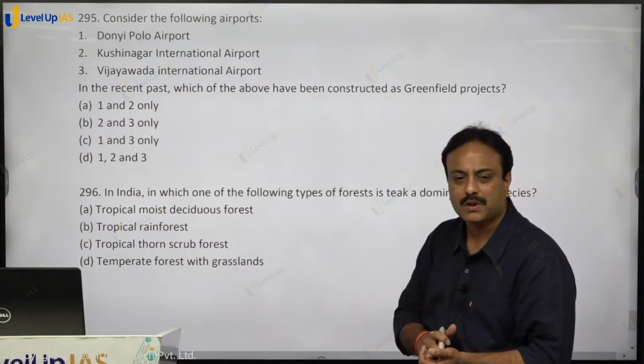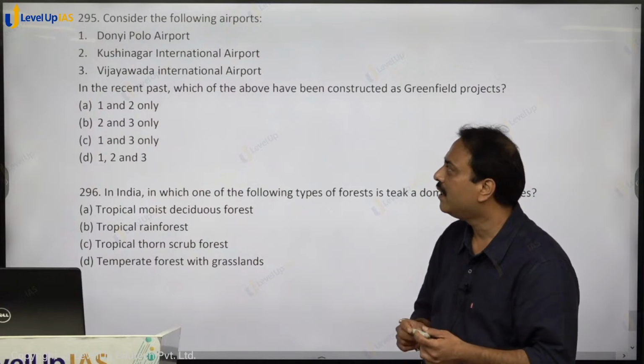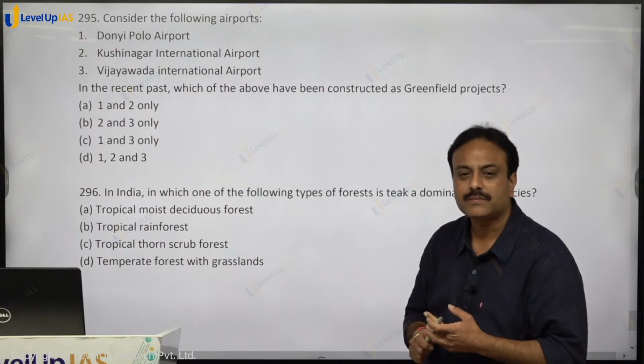Consider the following airports located over here. Donyi Polo Airport. Where it is located?